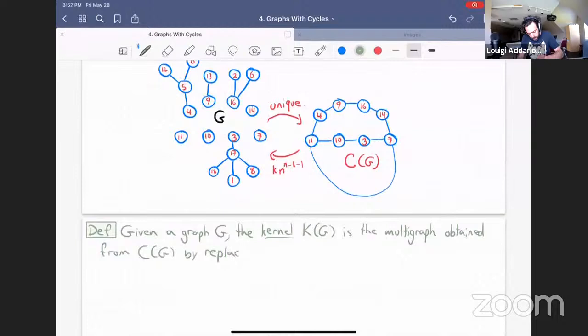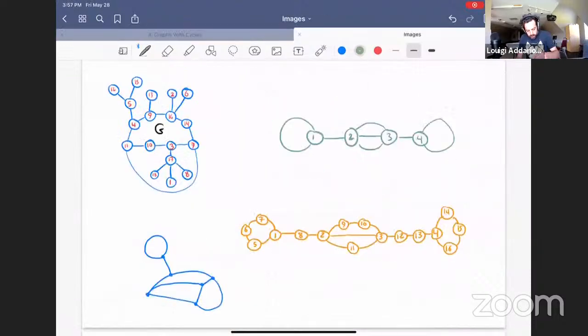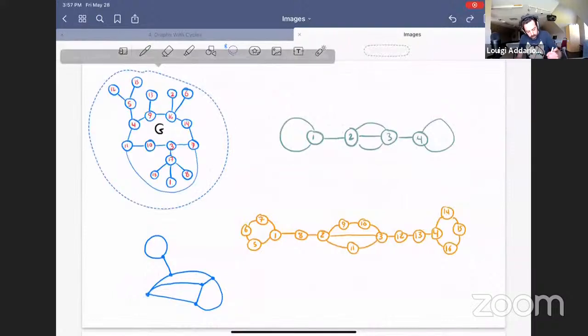By replacing maximal degree 2 paths by edges. Okay, so I might have saved a, no, but okay, so we have, I'll start again from here.